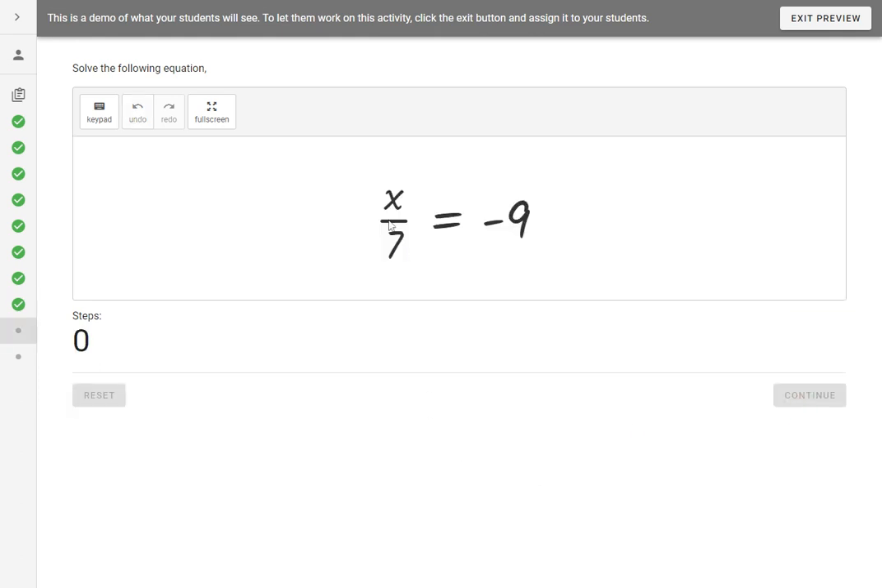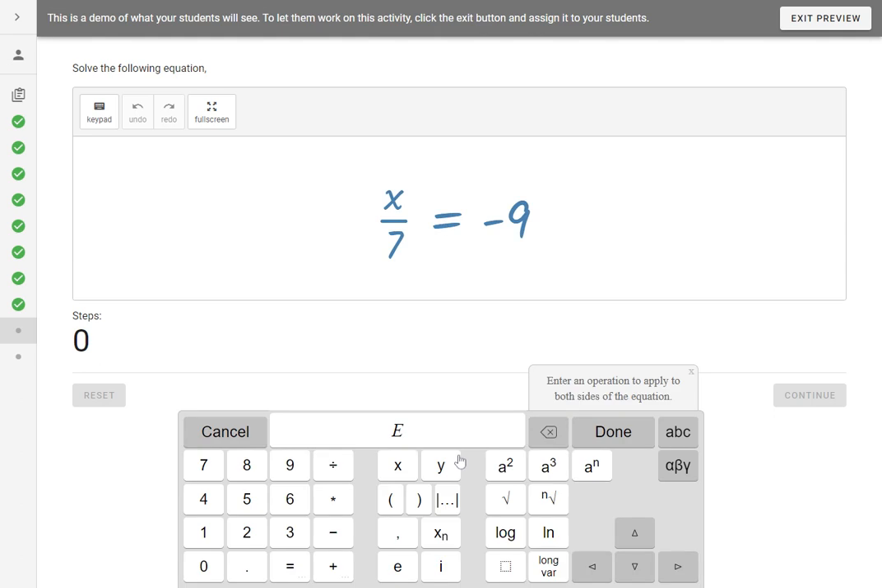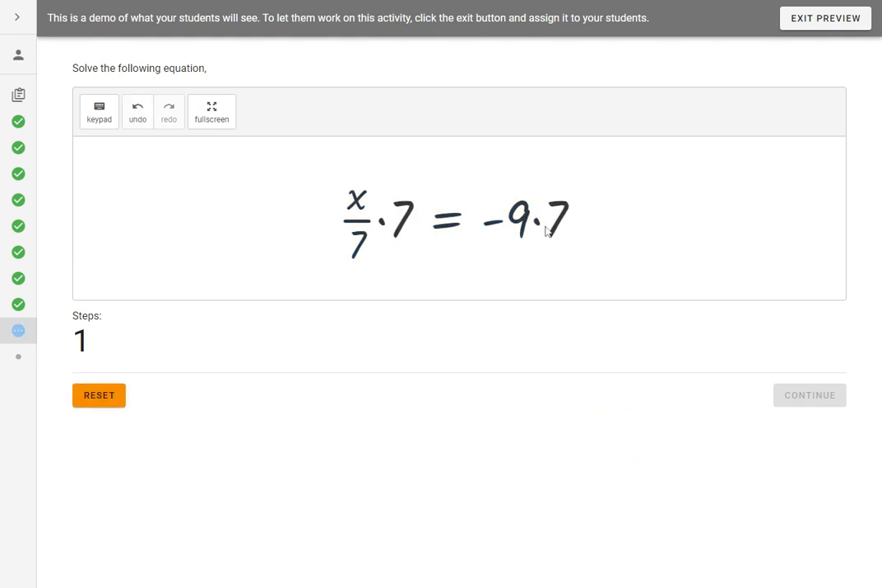Let's see that again. x divided by 7 equals negative 9. So push equals. I have to times both sides by 7. Over here, it's quick and easy to do that. But here I've got divide by 7 times 7. So divide and times are opposite operations that cancel. So I get x equals 63.